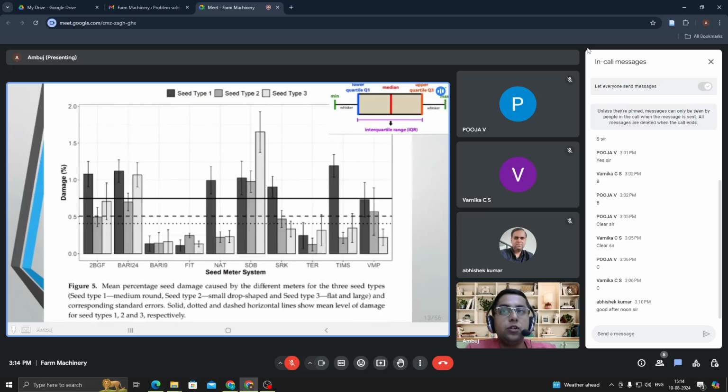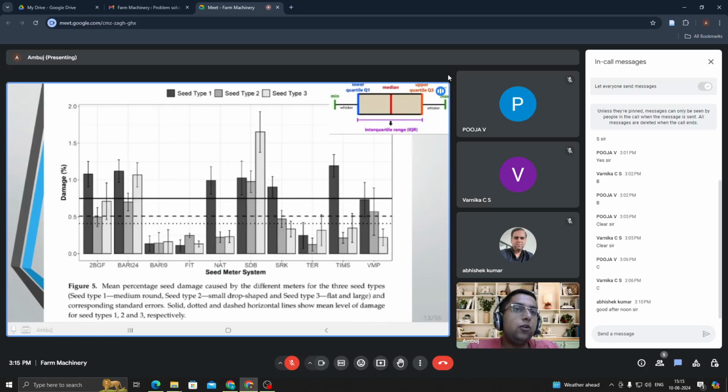Another thing I wanted to show you is this attribute: the mean percentage seed damage caused by different mechanisms. The seed meters are the same as shown in the previous figure; no new mechanism has been introduced. For these mechanisms, this is the mean percentage seed damage caused by different meters. Here also three seed categories were there: type 1, type 2, type 3, and for all categories I have plotted the damage in percentage for the different seed mechanisms.